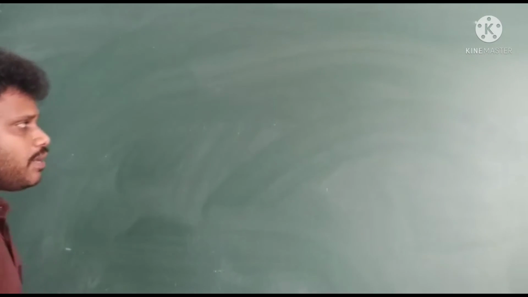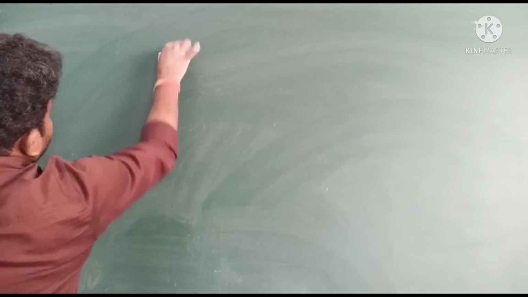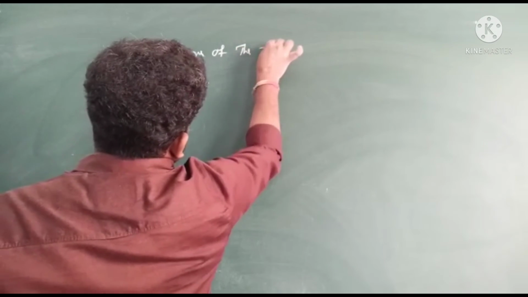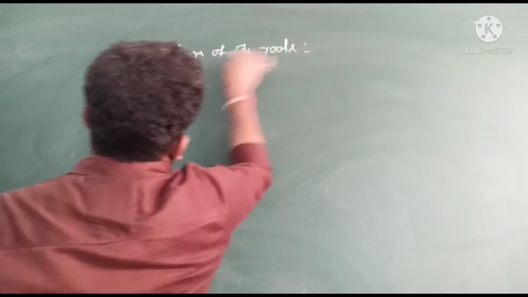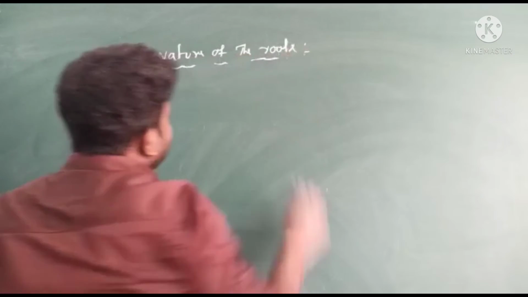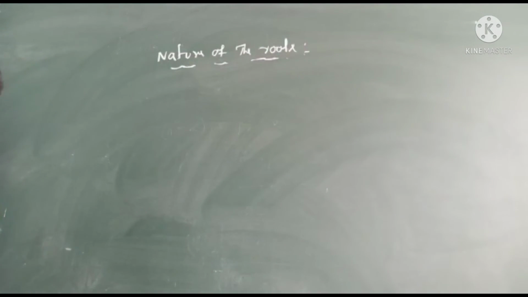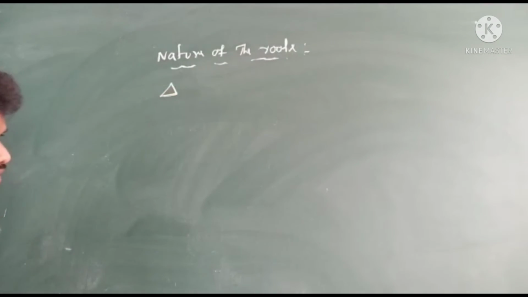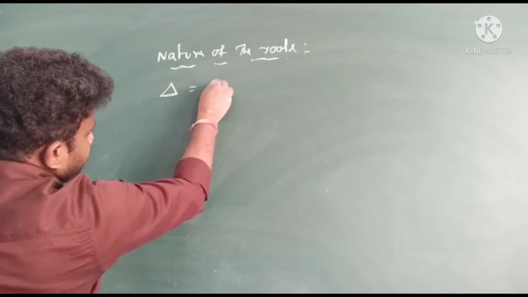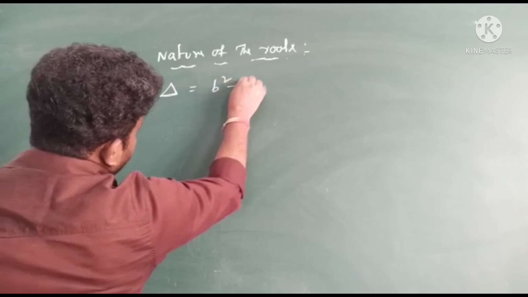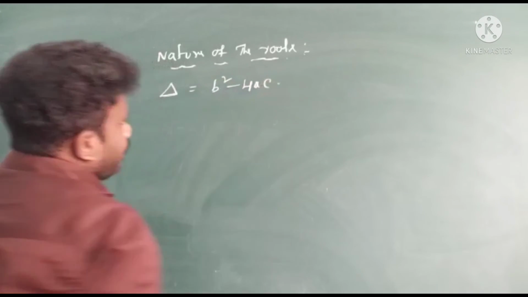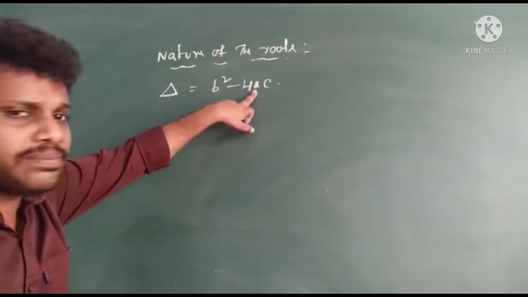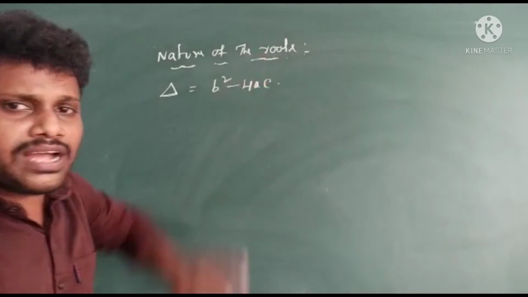Now I am going to discuss the nature of the roots. The nature of the roots we are going to find by using a discriminant value. Discriminant can be written as discriminant or delta. The formula for discriminant or delta is equal to b square minus 4ac. Here b is the x coefficient, a is the x square coefficient, and c is the constant value.